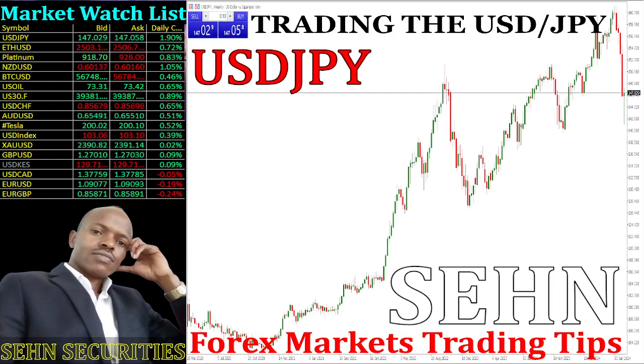This pair also exhibits correlations with various financial assets and market sentiment. It often mirrors the movement of the US Treasury yields, with higher yields attracting foreign investment in the United States dollar. Additionally, the pair is inversely correlated with gold prices. Typically, a strengthening of the United States dollar tends to suppress gold prices and vice versa.